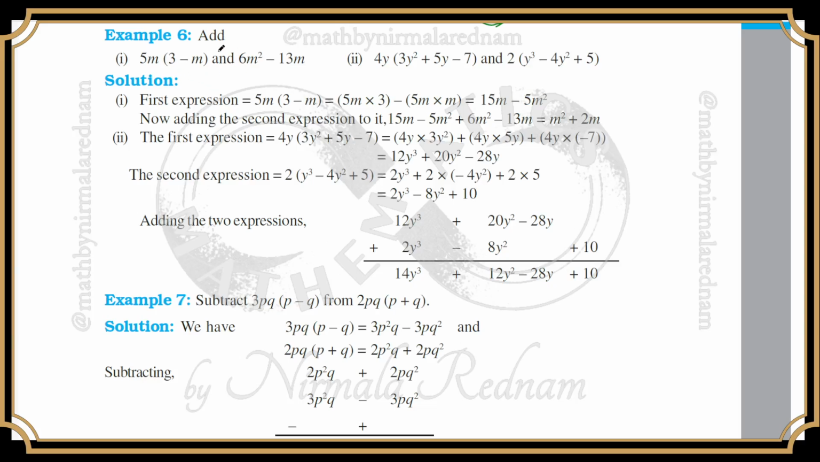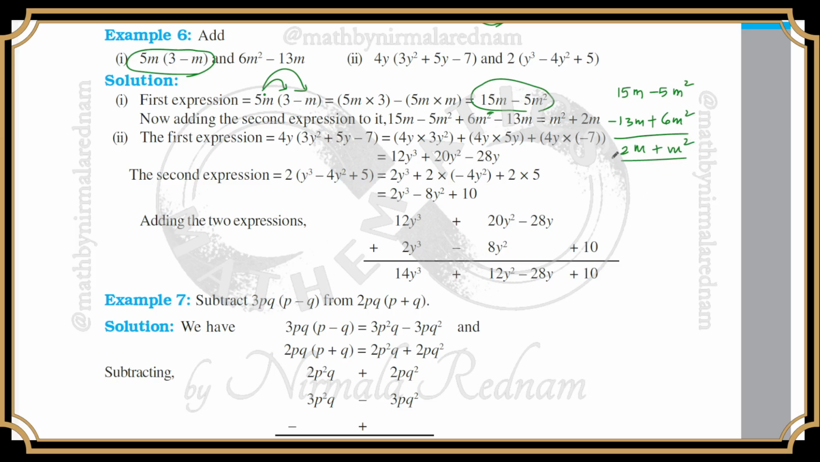Now they're asking you to add. You know how to add, but only thing is, here first I need to write it as an algebraic expression by finding the product. 5m into 3 is 15m minus 5m square. So after writing this, I am going to write one below the other and find the sum of these two, right? So for example, here I have 15m minus 5m square. The second one is 6m square. I have to write the like terms one below the other, and minus 13m. So now I'm going to add them. I will get 2m and m square.